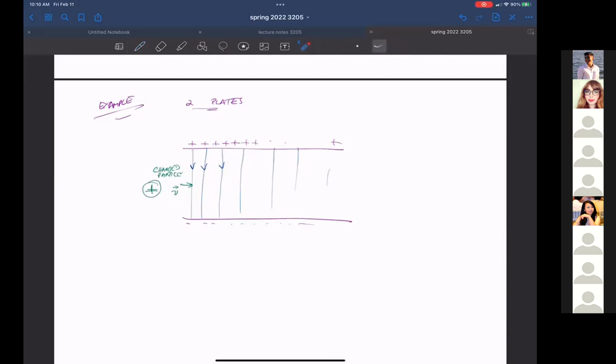If it's directly in the middle between the two plates, I think the charges should just all repel. But so it should either feel nothing or slightly go towards the negative charge because it's being pushed down by the positive and being attracted by the negative.